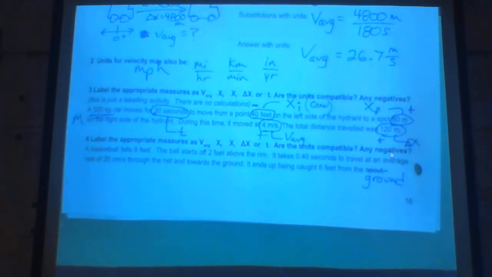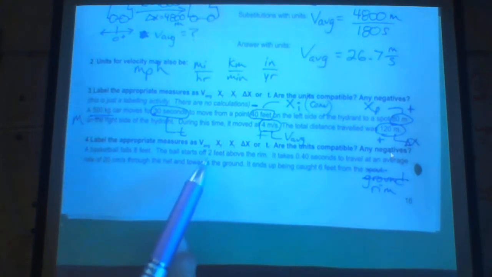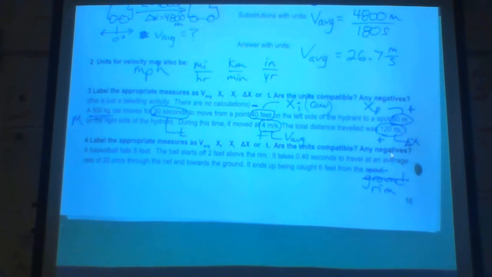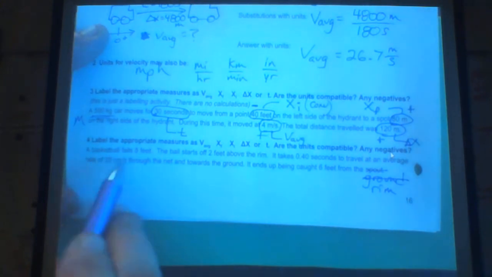Okay, so things are, let's see here, we're measuring this from above the rim, and down here they're measuring it from the ground. This is not good. Let's change my mind here for a second. It's caught 6 feet from the rim. There we go, that's much better. So both of these distances, 2 feet and 6 feet, are measured from the rim, so I'm going to make the rim my origin. So anything above the rim is going to be positive, anything below the rim is going to be negative. Okay, let's talk about this here.